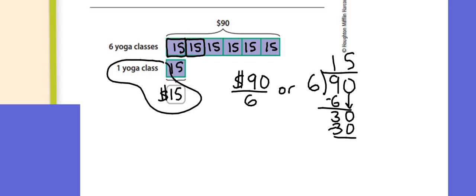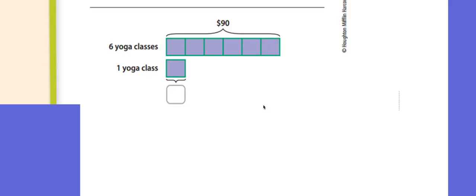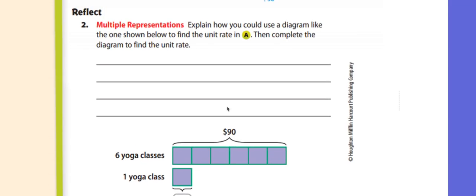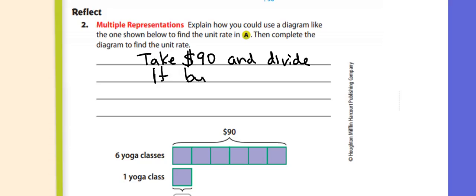So what that question is actually asking is, how could you use a diagram like that? Explain how you could use a diagram like the one shown below to find the unit rate in A, then complete the diagram to find the unit rate. What the diagram is showing you is that you need to take $90 and divide it by 6, which is equal to $15 per class.